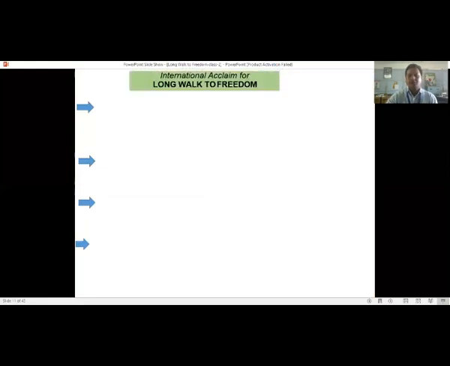International acclaim for Long Walk to Freedom. Dear students, after the publication of the book Long Walk to Freedom in 1994, the book was accepted internationally. People praised it highly. Let's see some of the remarks, some of the comments made by the people on the book Long Walk to Freedom.